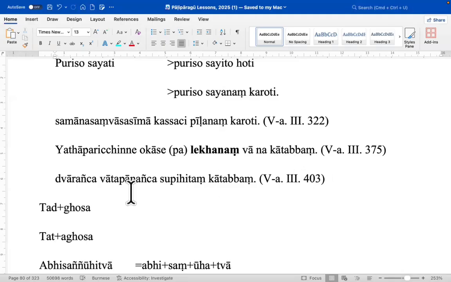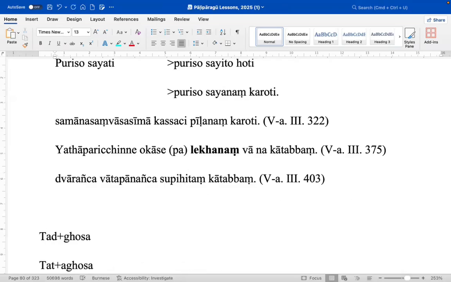Yes, your example is not really an answer. So Dwaranja, Vadabananja, Subhihitan, Kadapa, you know. Subhihitan what? Dwaranja, Vadabananja, the object of Kadapa. Subhihitan, what type of word? Subhihitan is also object, but Subhihitan should be Vikatikamma. Kadavan, Hoti, like that.